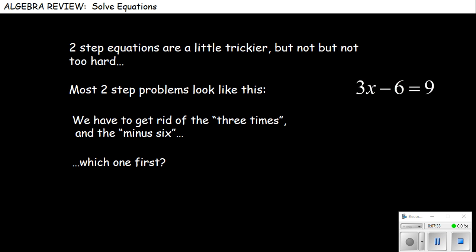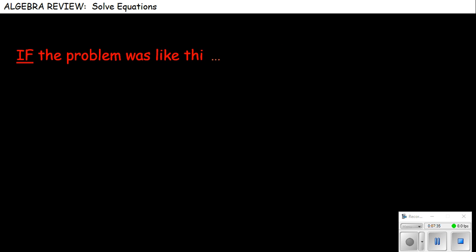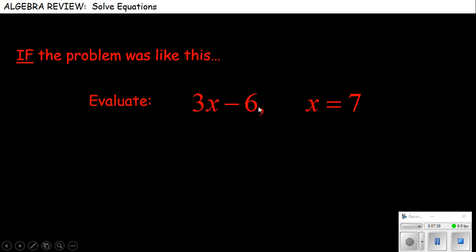Well, the way some people think about it is actually thinking about this problem instead. This is a problem from about 7th grade where you're given an expression, 3x minus 6, and you're told x is 7, and you're asked to just take that number and plug it in. If we do that, we plug 7 in here, and we'll have 3 times 7 minus 6.